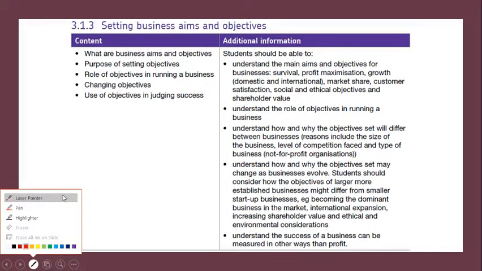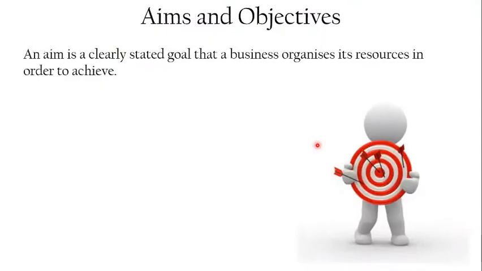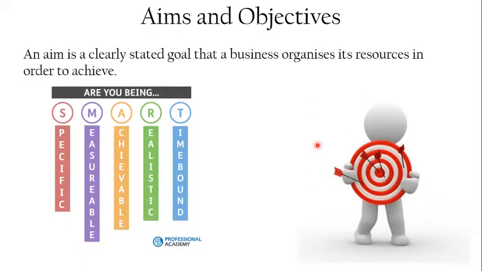Hi, this video is going to look at changing objectives and why business objectives differ between different businesses. All of the bullet points that I'm going to go through are basically taken from the specification here. So we've talked about what an aim is. An aim is a really clear goal that a business organises its resources in order to achieve.